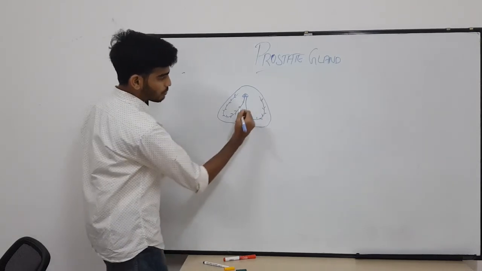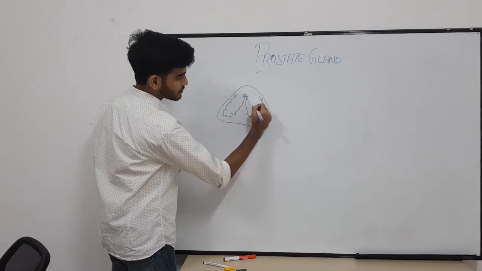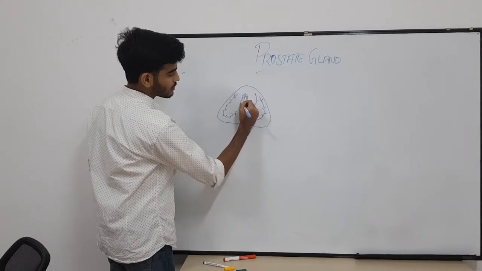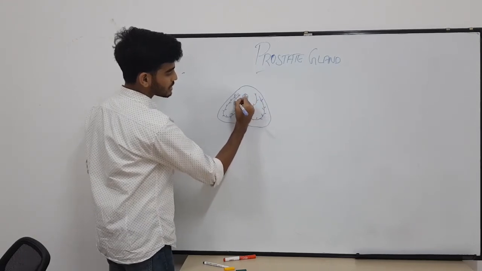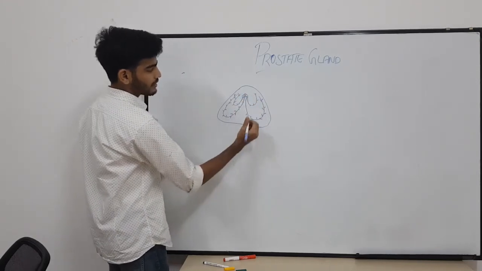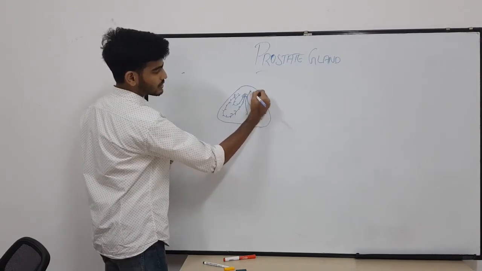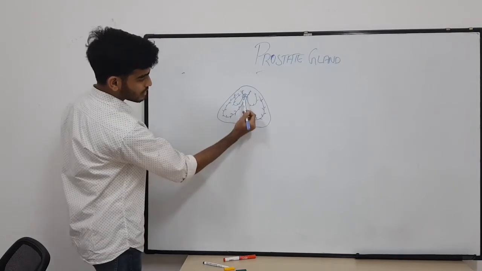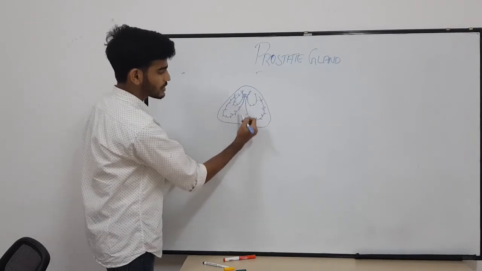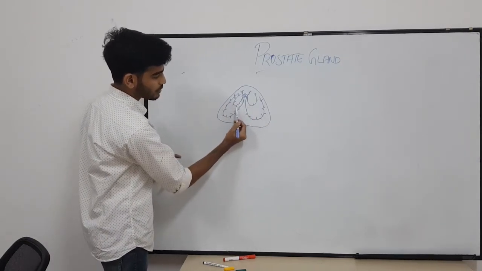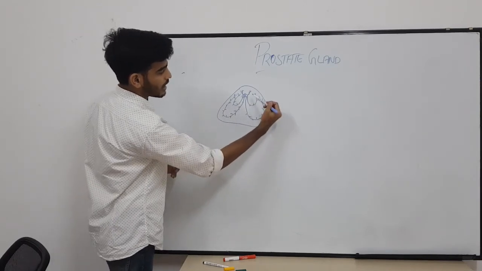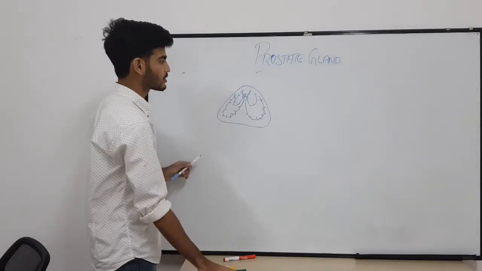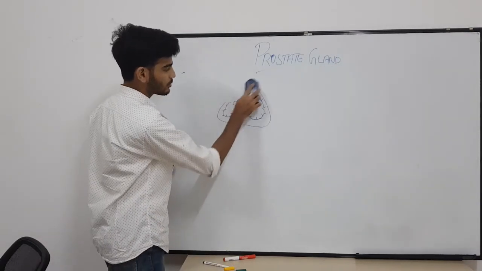And they have submucosal glands in the inner zone. So submucosal glands are present in the inner zone, and then they have mucosal glands. They are also present in the inner zone. So these are the large branching glands that are present in the outer zone. These are the submucosal glands in the inner zone, and these are the mucosal glands. They are also present in the inner zone. So that's all about the glands of the prostate gland.